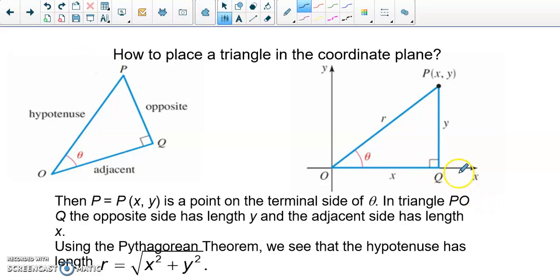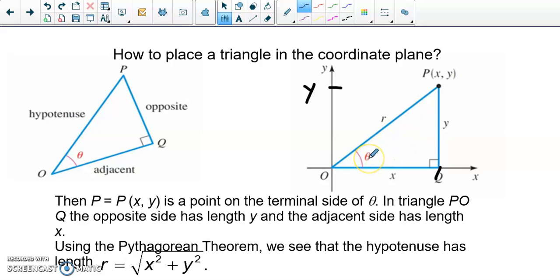That length of x here, we can mark it, and then the length y would be over here. This is our y. Hence, we have this point P with x, y coordinates. Now, looking at that angle theta, we can define the sine, cosine, and tangent for it.